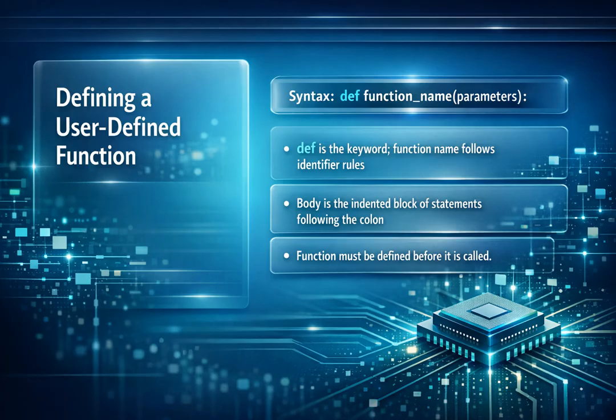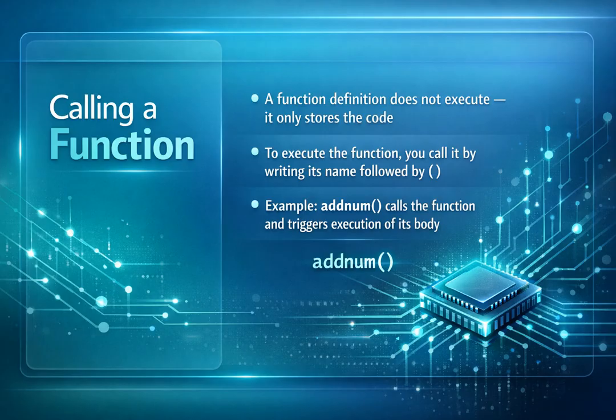Importantly, a function must be defined before it is called anywhere in the program. Defining a function does not execute it. The code inside the function only runs when you call the function. To call a function, write its name followed by parentheses. For example, writing addNum() triggers the execution of the addNum function.